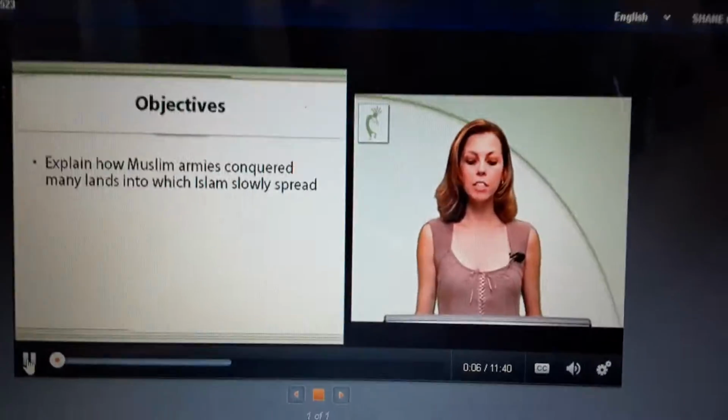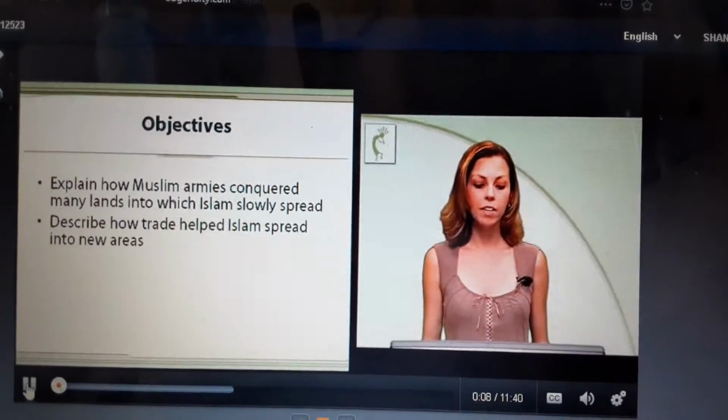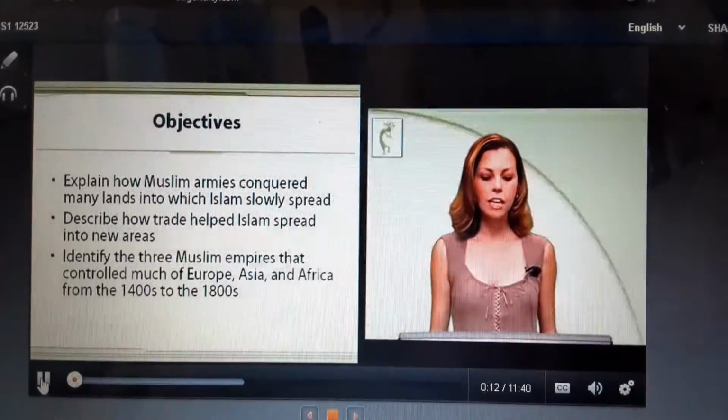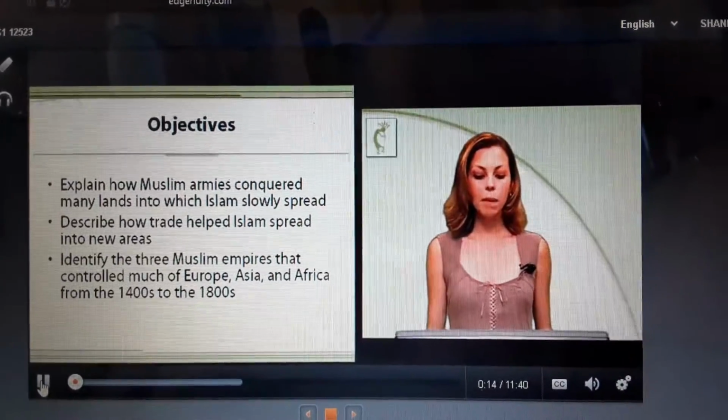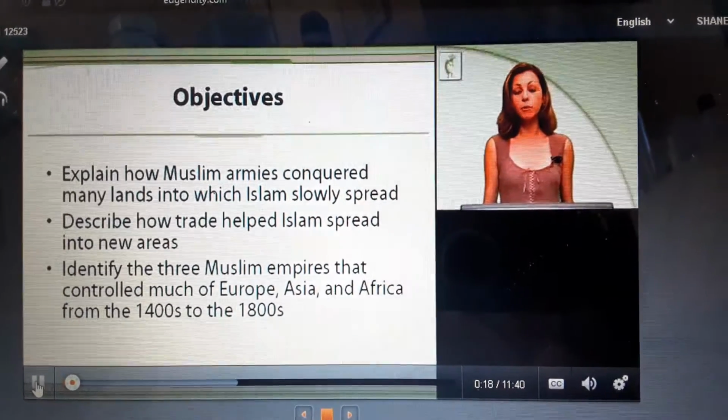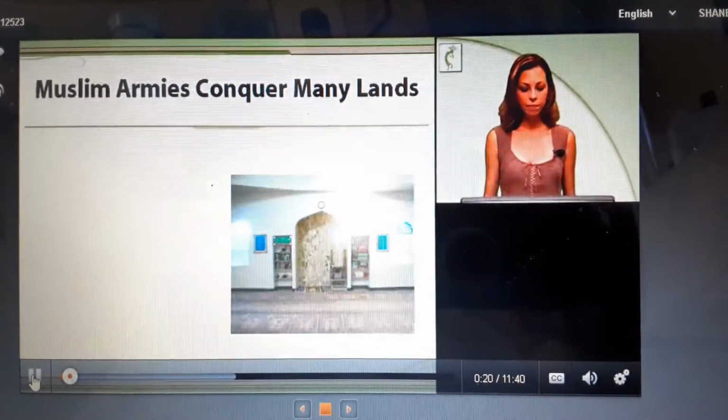Many lands into which Islam slowly spread. Describe how trade helped Islam spread into new areas. Identify the three Muslim empires that controlled much of Europe, Asia, and Africa from the 1400s to the 1800s.